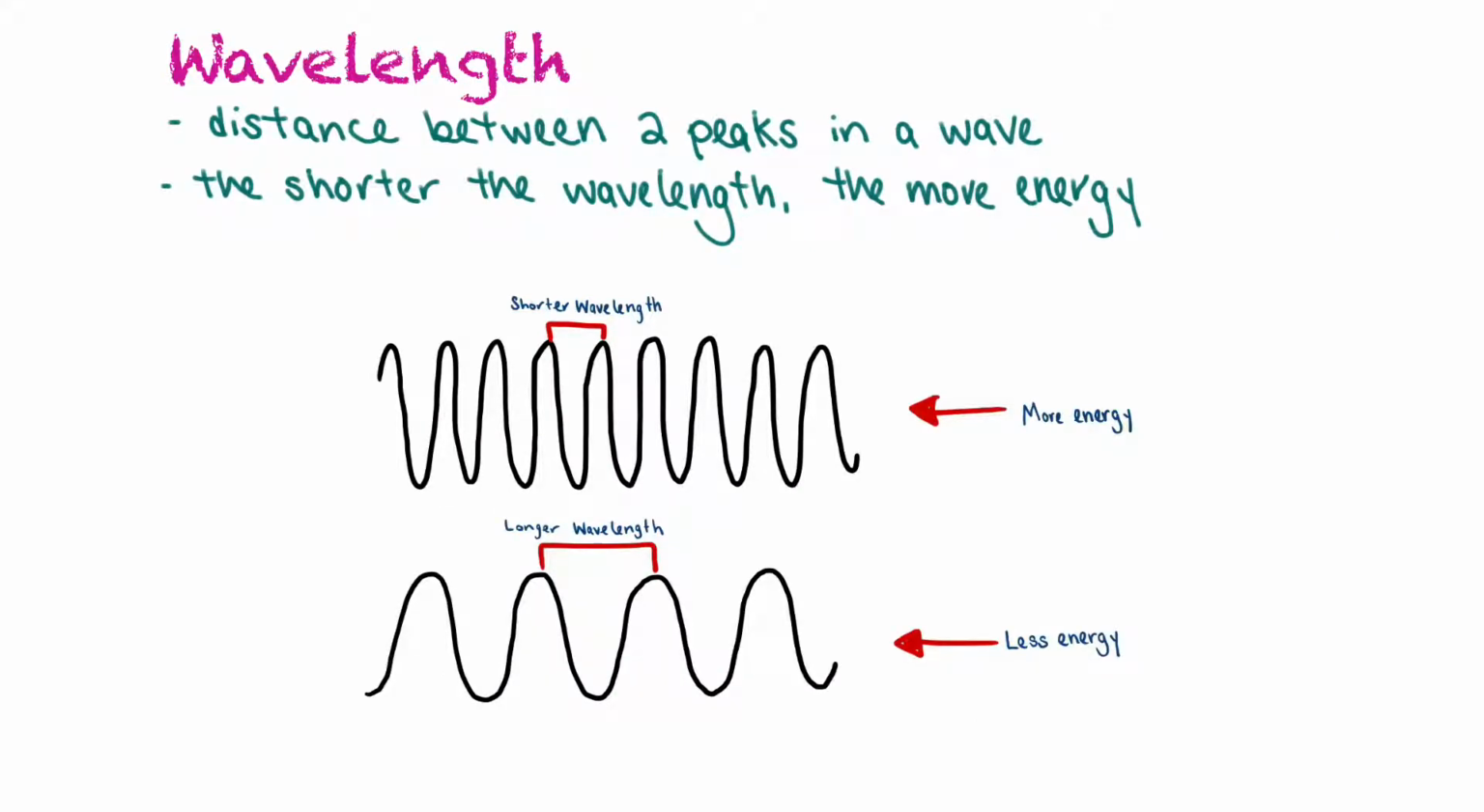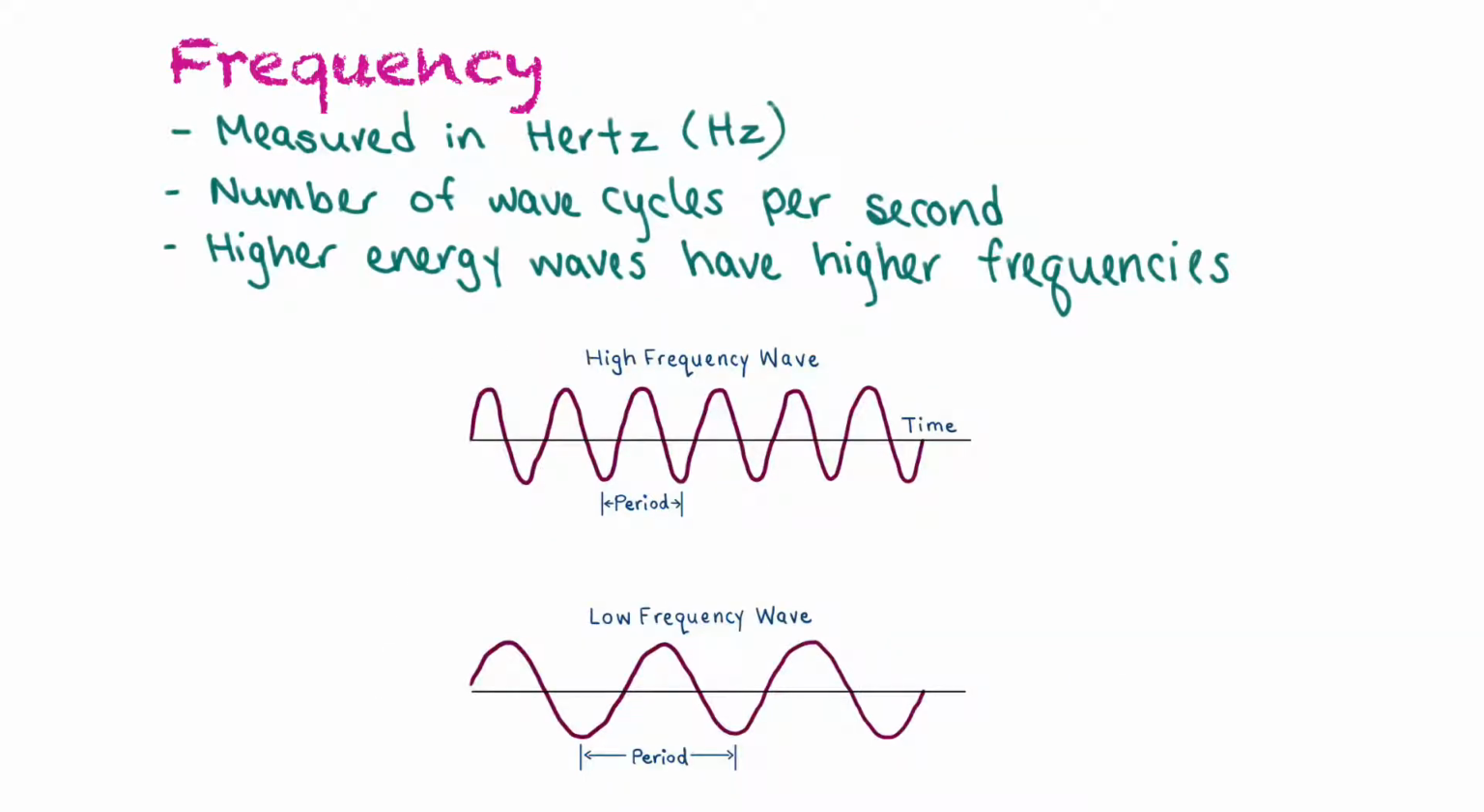As I mentioned before, wavelength is the distance between two peaks in a wave, and the shorter the wavelength, the more energy the wave has. So this wave at the top, the wavelength is very short, so there's not much distance between each wave, so it has way more energy than this wave, which has a much longer wavelength and less energy. Frequency is measured in Hertz, and it's the number of wave cycles per second. High energy waves have higher frequencies. So this one's repeating much faster over time than this one. The top one would have more energy and higher frequency.